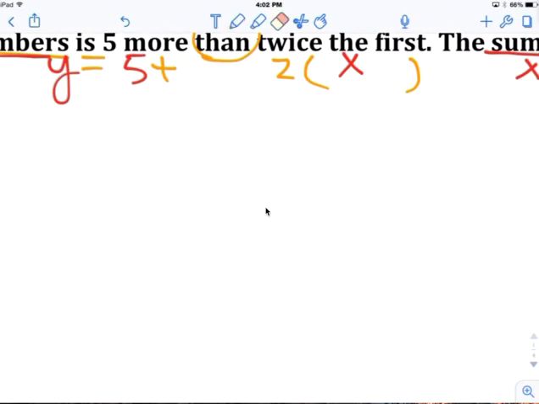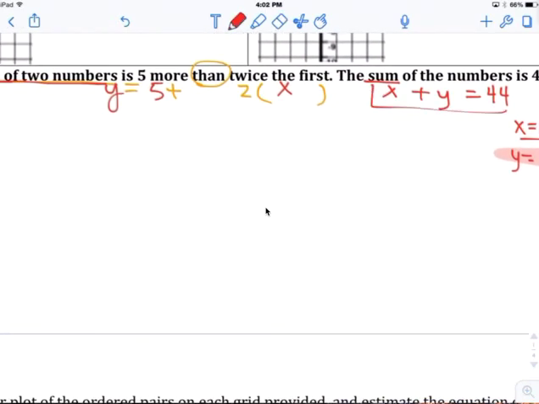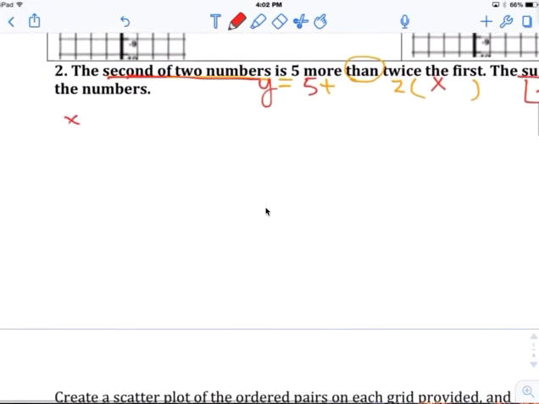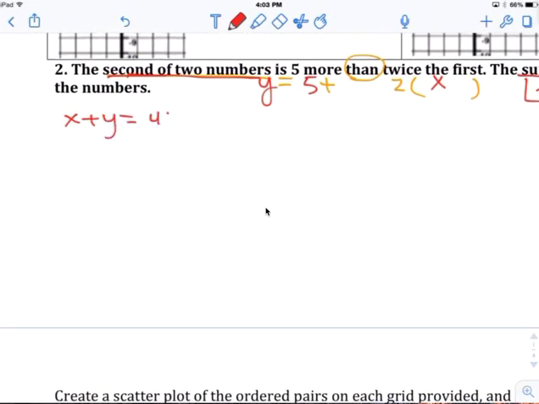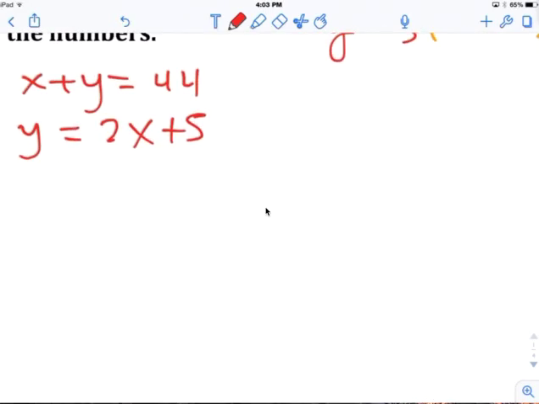So our equation then is x plus y equals 44, and y equals 2x plus 5. We switch it because of the word "then." Okay, substitute. That means you take this and substitute y into here. So we get x plus 2x plus 5 equals 44. Replace y with 2x plus 5 right there, okay?